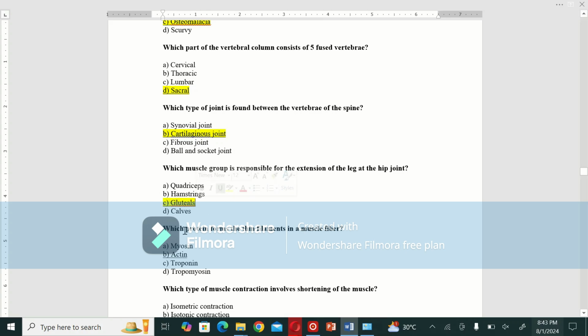The next MCQ is: which protein forms the thin filament in a muscle fiber? A. Myosin, B. Actin, C. Troponin, and D. Tropomyosin. So the correct option is B.